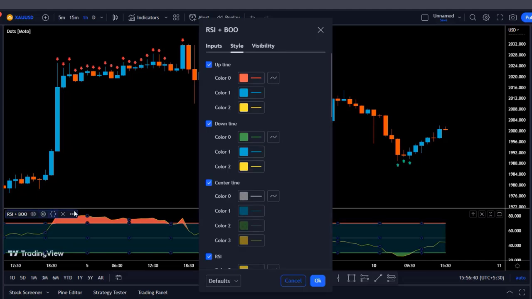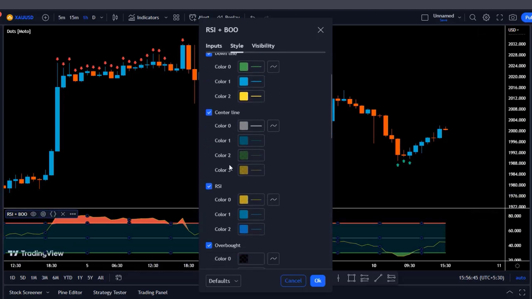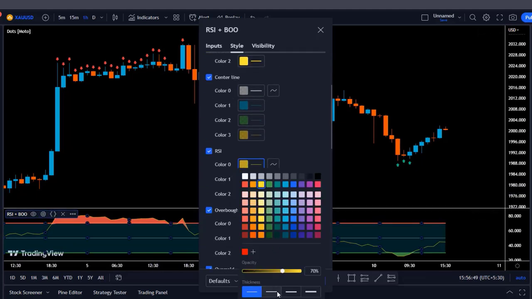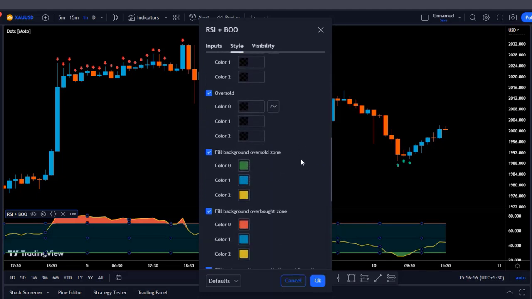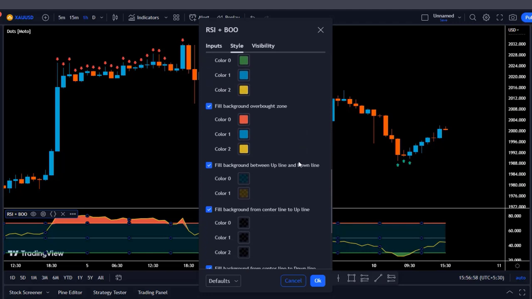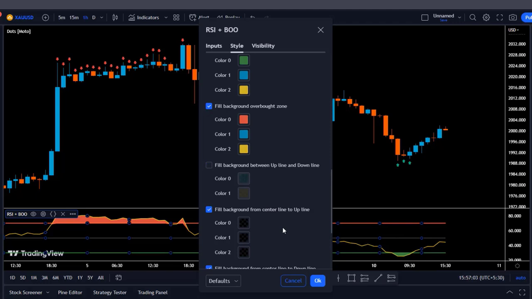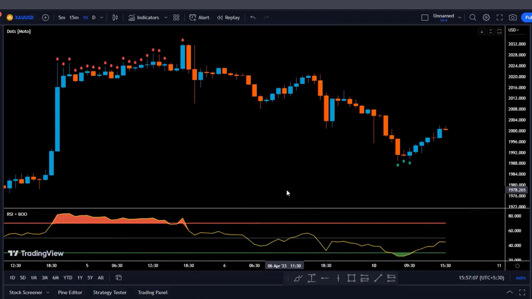Go to the settings and here under Style, you first make the RSI line a bit bolder so that we can see it better. Then you scroll down and as you can see here, we have the option to fill background between up and down line. So you uncheck this one here and then you click OK. So we will need another indicator for this strategy. But first, let me explain some basics here.